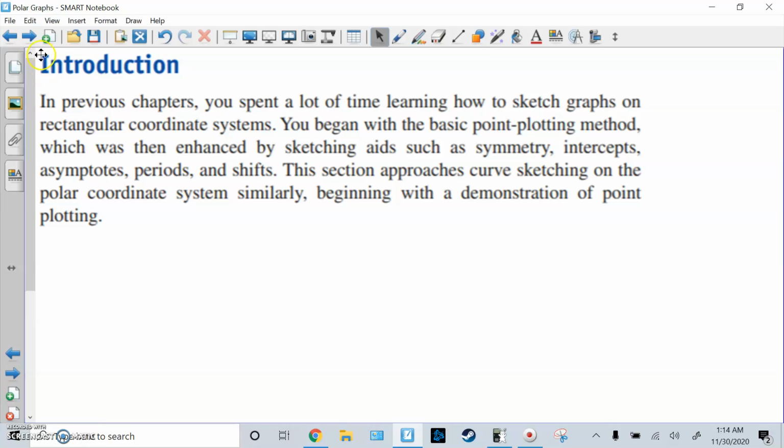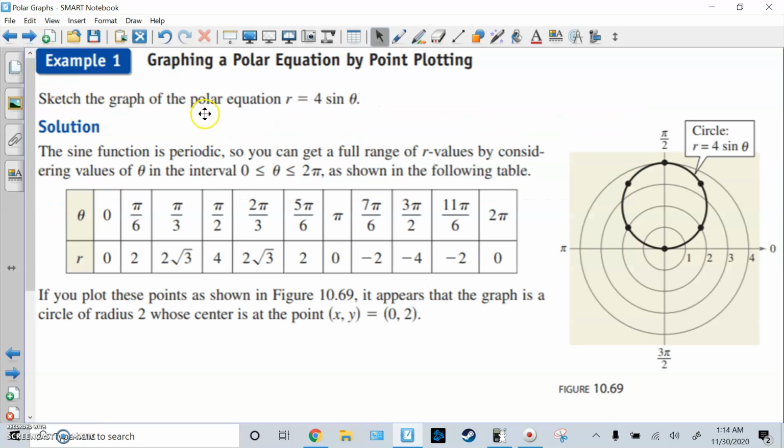We'll start with point plotting. So here it says graph r equals 4 sine theta. We know sine is periodic from -1 to +1. We can just plug in some nice angles and see what we get. For example, if you plug in pi over 6, sine of pi over 6 is 1/2. 1/2 times 4 is 2. That's why r is 2 when you plug in pi over 6. As you plug in all these points, you get some things we can graph.